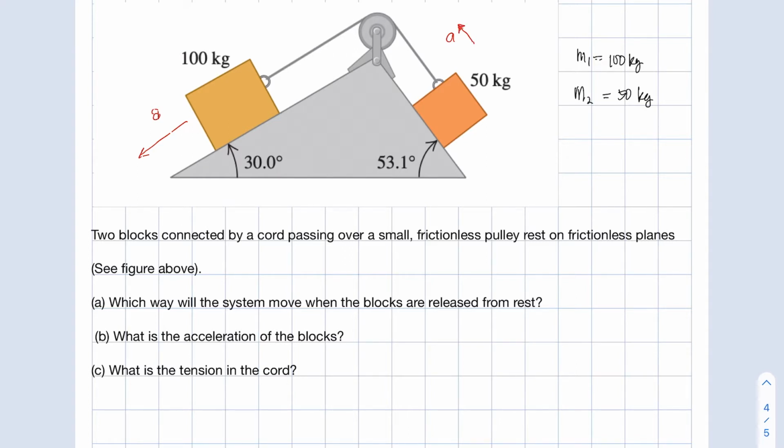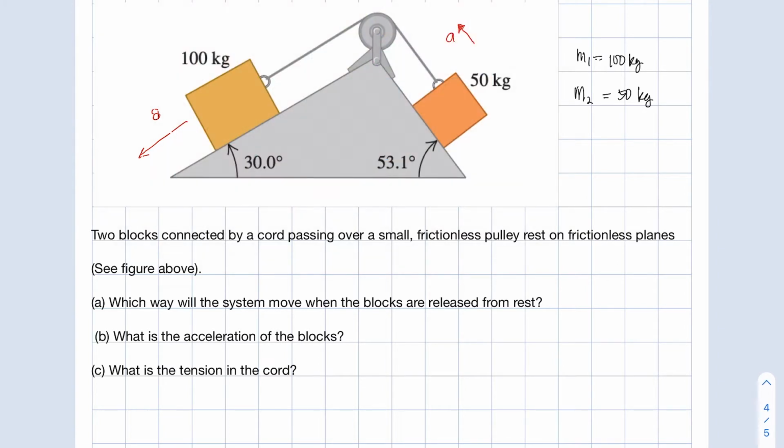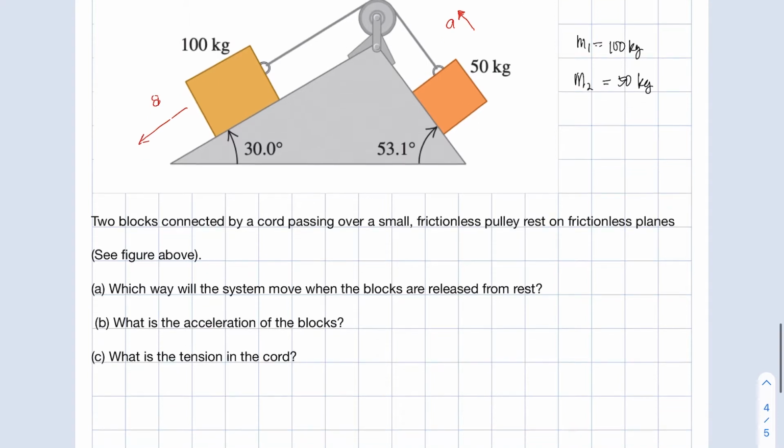This is very essential, as I've said in the previous video, that you are able to think what will be the motion of the system after things are set into motion. Okay, so we have already answered this first question. Which way will the system move when the blocks are released from rest? It will move towards the left-hand side in the case of the 100 kilogram mass 1, and in the case of mass 2, it will move upward also.